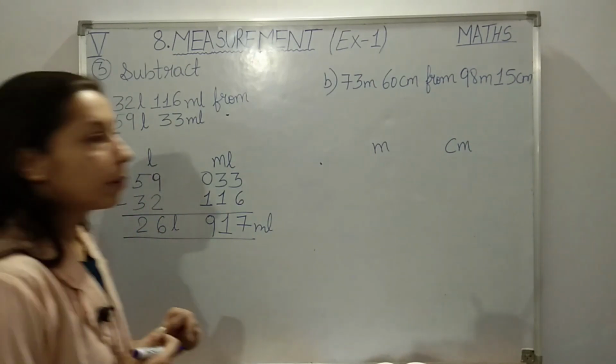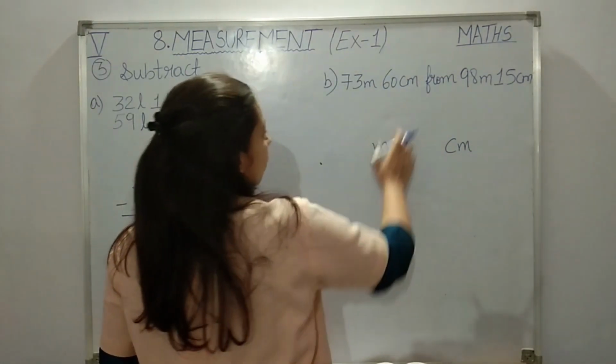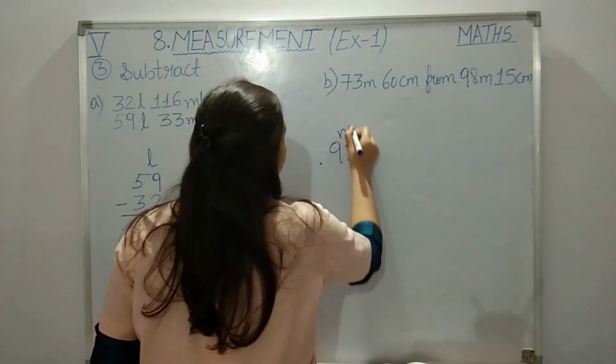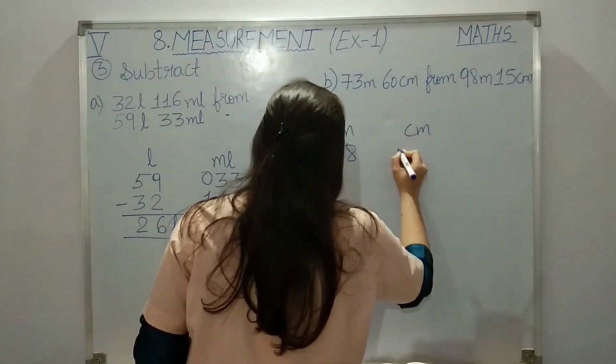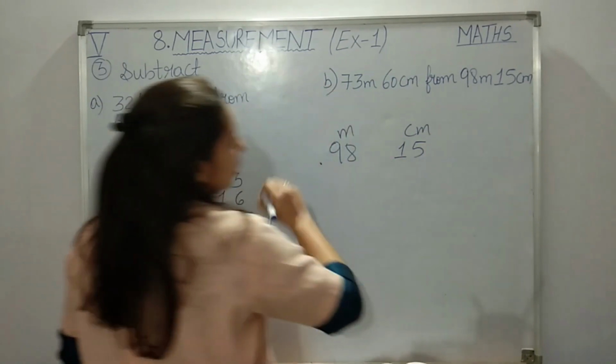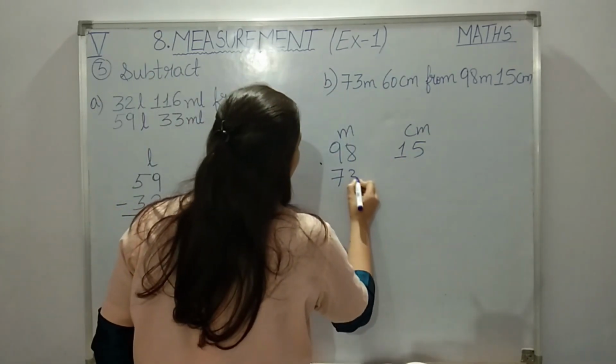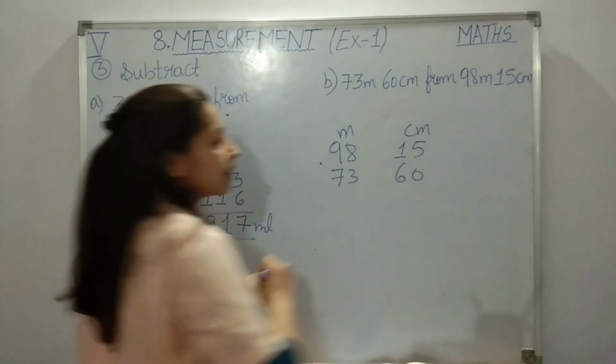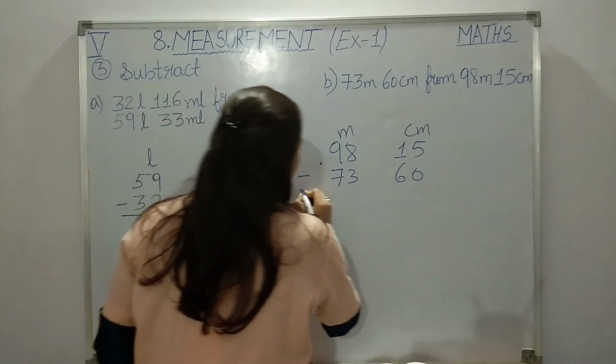Now let us see point number B. Again, meter, centimeter. So I have made the column. First we have to write 98 meters and then 15 centimeters. Then 73 meters and 60 centimeters. Clear, na? Now we can subtract them.